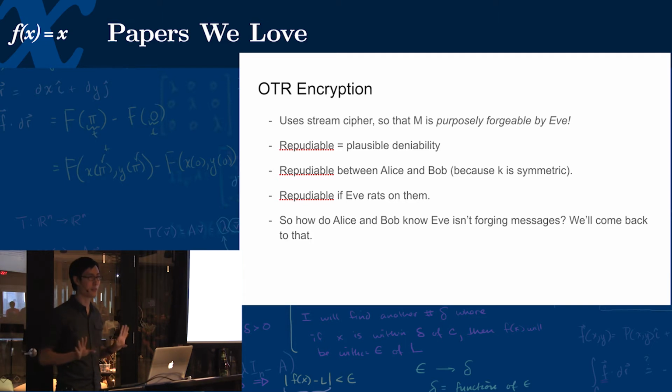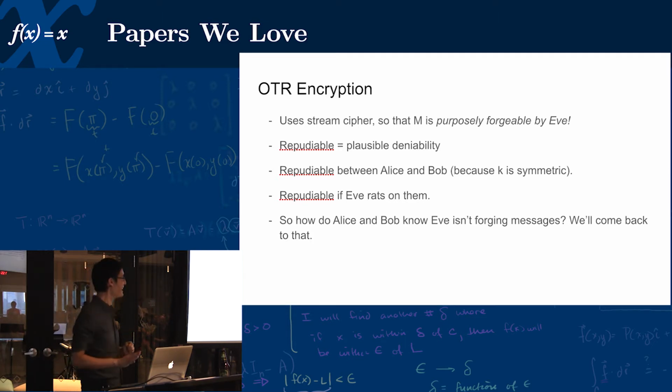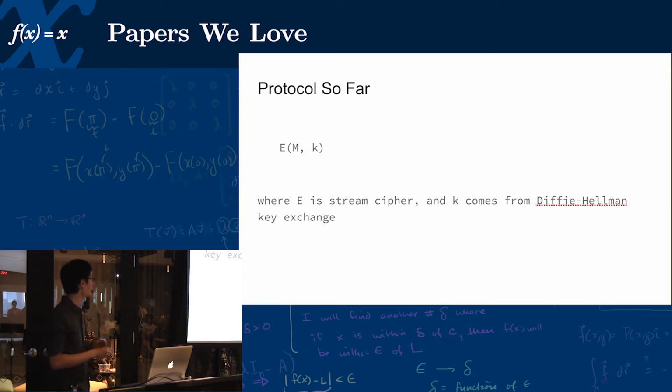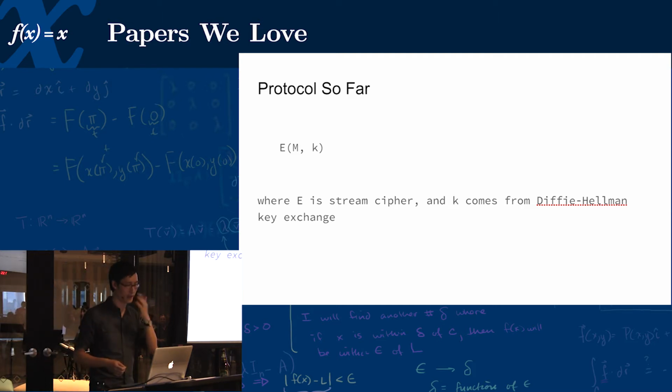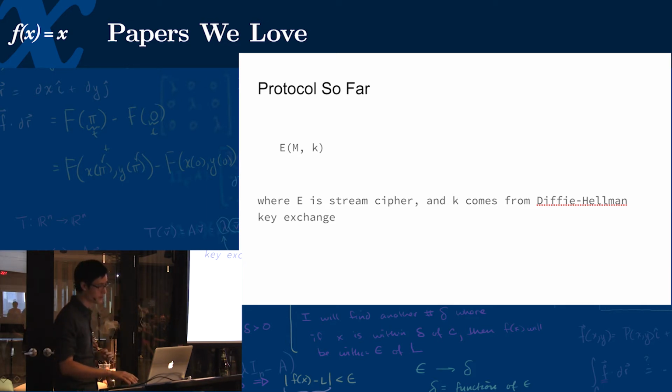Right, so that's nice for Alice and Bob, but then how do they know, oh wait, did Eve actually forge the message? Right, so they have to account for that as well. So we'll talk about that one later. Okay, so what's the OTR protocol so far? So we want to send this encrypted message. We use Diffie-Hellman to come up with the K. We encrypt it with the stream cipher, and then off it goes.